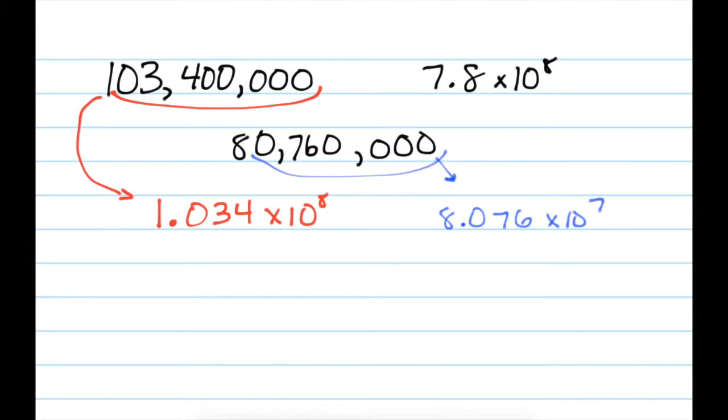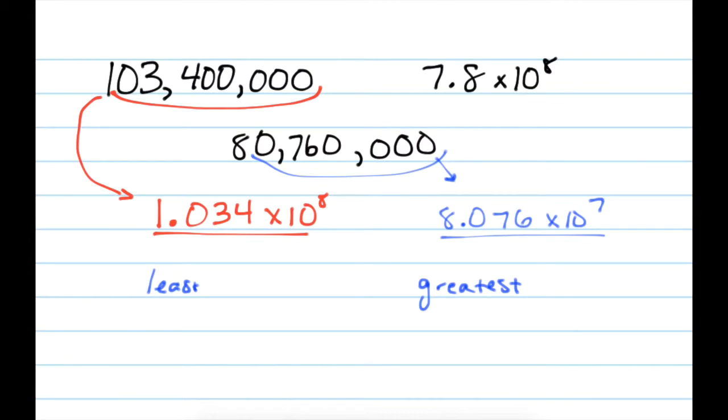So we want to order from least to greatest. Now when we have numbers in scientific notation, the least numbers are the ones with the lowest exponent. The reasoning is this number had 10 to the power of 8 in it, which put it at 100 million. This only had 10 to the 7th in it, which put it at 80 million, which is, of course, smaller than 100 million. So the smaller the exponent, the smaller the number.